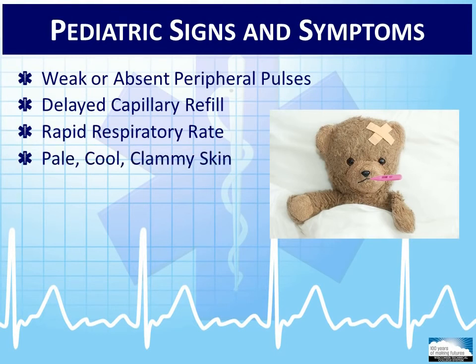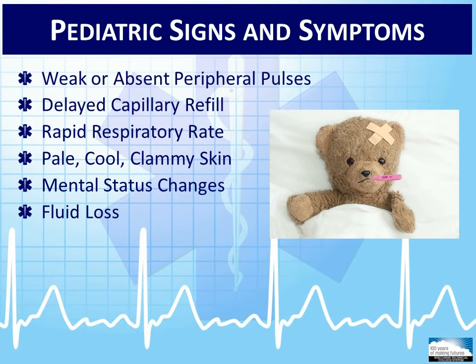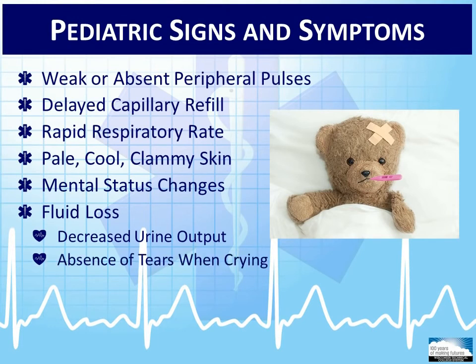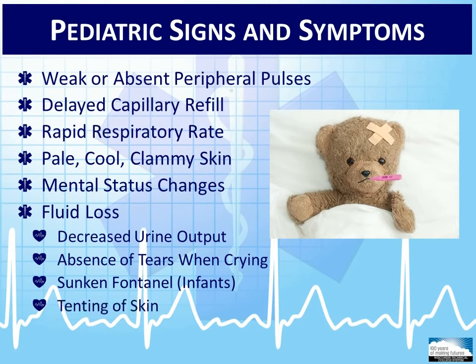Pale, cool, clammy, or mottled skin may be present given decreased circulation to the capillaries in the skin. As the body loses its ability to adequately perfuse the brain, mental status changes are common. In instances where fluid loss is an issue, the child will have decreased urine output. In younger children, this means dry diapers or fewer wet diapers. The absence of tears when crying may also be a sign associated with dehydration. Dehydrated infants may have sunken fontanelles, and tenting of the skin may be noted as well.